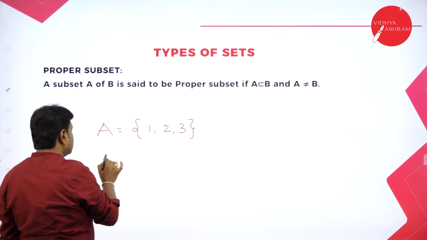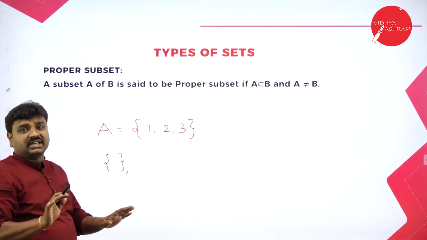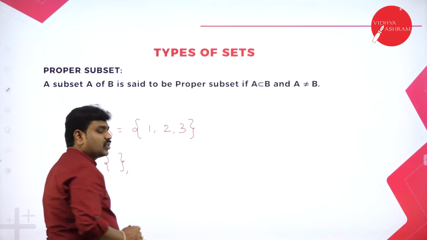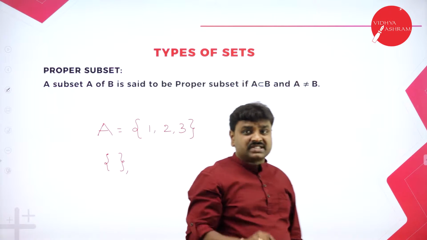One of the subsets is the null set. I told you the null set is a subset of any set. For any set, the null set is a subset. And I'll write the singletons. What is a singleton? A set which contains one element is called a singleton.